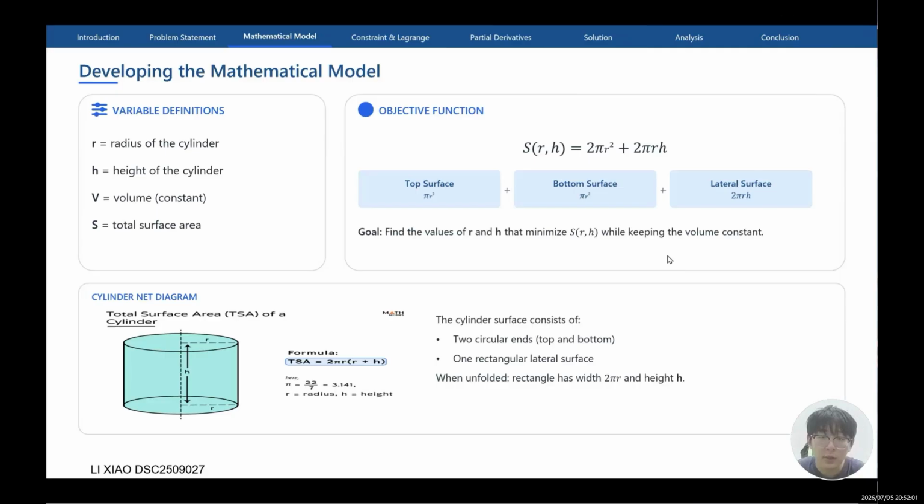The cylinder surface consists of two circular ends for the top and bottom, and one rectangular lateral surface. The top and bottom surfaces are each pi r squared. When unfolded, the lateral rectangle has a width of 2 pi r and a height of h, giving an area of 2 pi r h. Adding this together gives our objective function, this one. And next page.